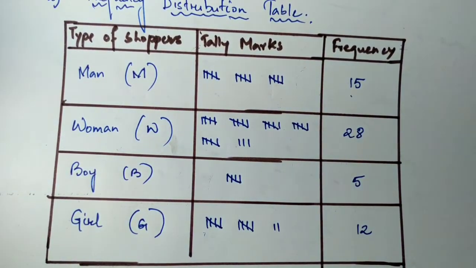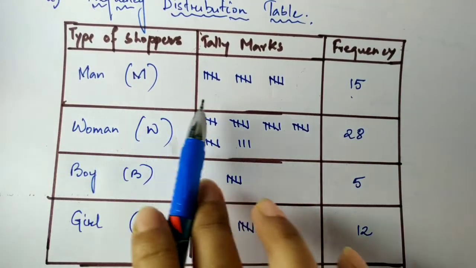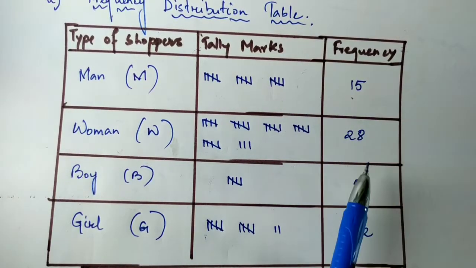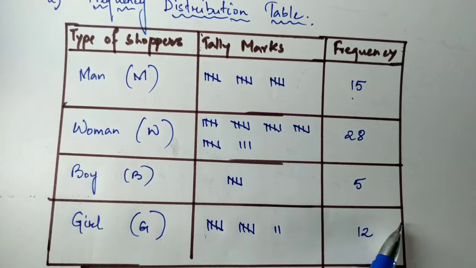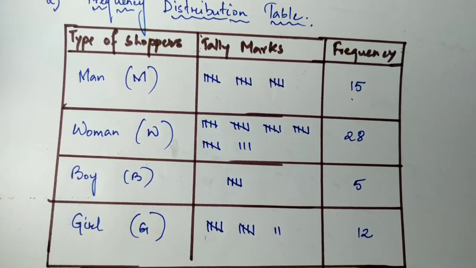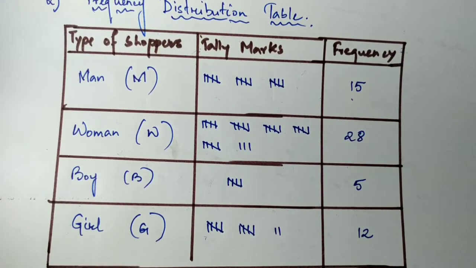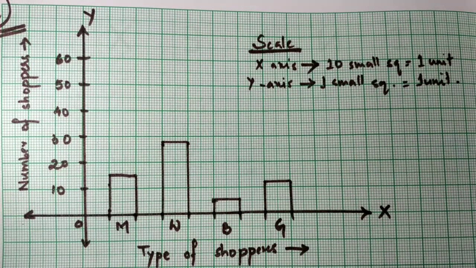Okay, so now we will go to the second part of the question, that is making the bar graph. See this data. For men the number is 15, for women it's 28, boys it is 5, and girls it is 12. So let's use our graph paper to draw the bar graph.